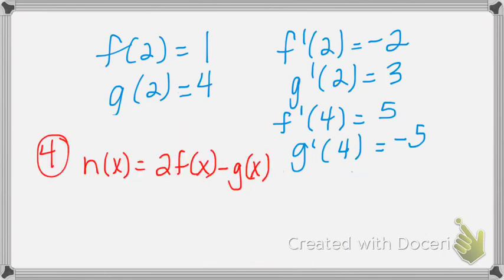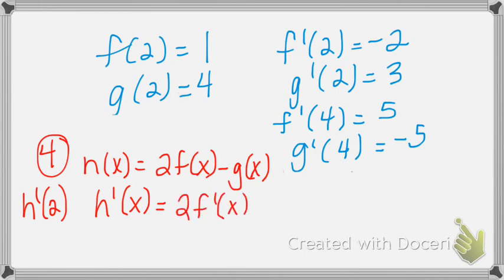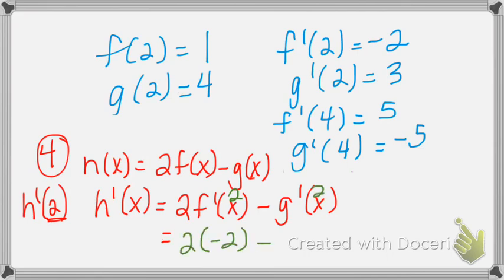Alright, so here's what h of x is, and I want to find h prime of 2. So I'm going to find the derivative first. The derivative of 2 times f of x is just 2 f prime of x. The derivative of g of x is g prime of x. And then we just plug in our values. 2 times f prime of 2, since that's what we're looking for. So it would be 2 times negative 2 minus g prime of 2, which is 3. So that's negative 4 minus 3, which is negative 7.